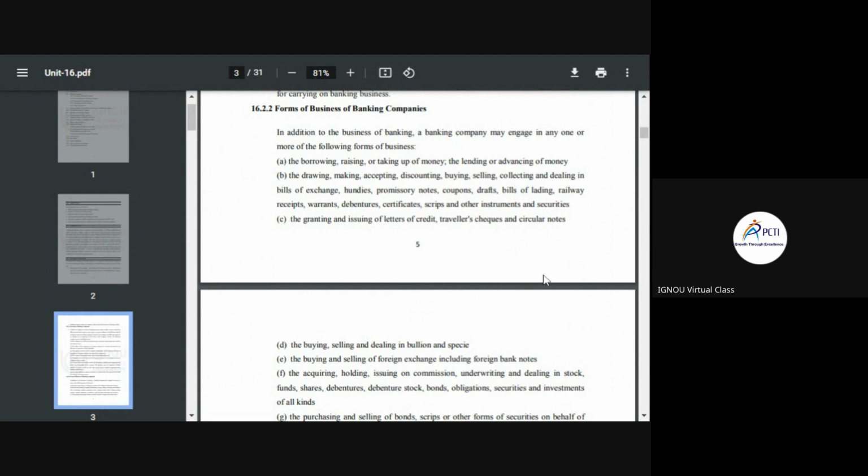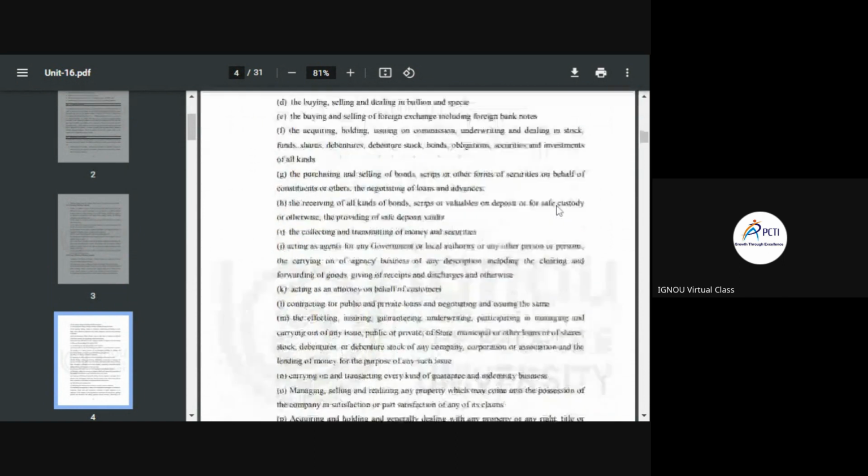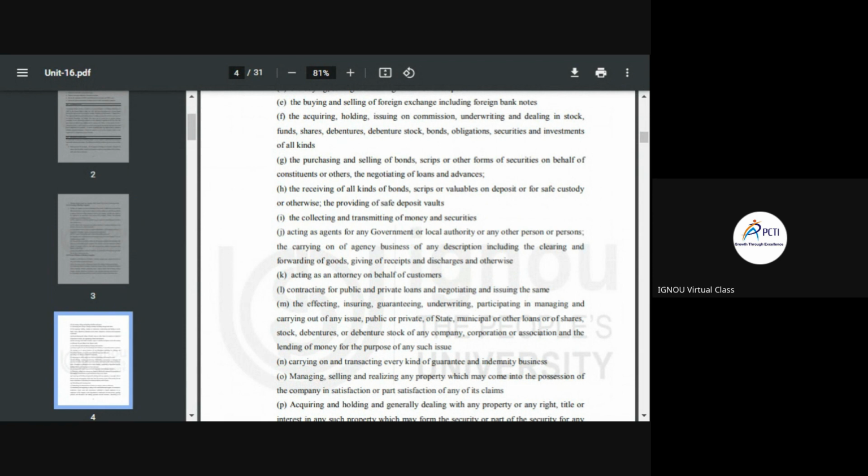So here we have the forms of business of banking companies. First, the borrowing, raising or taking up of money, the lending or advancing of money. Second, the drawing, making, accepting, discounting, buying, selling, collecting, dealing in bills of exchange, hundis, promissory notes, coupons, drafts, bills of lading, railway receipts, warrants, debentures, certificates, scrips, and other instruments and securities. Then the granting and issuing of letters of credit, traveller's cheques, and circular notes. Next is the buying, selling and dealing in bullion and specie. Next is the buying and selling of foreign exchange, including foreign bank notes.